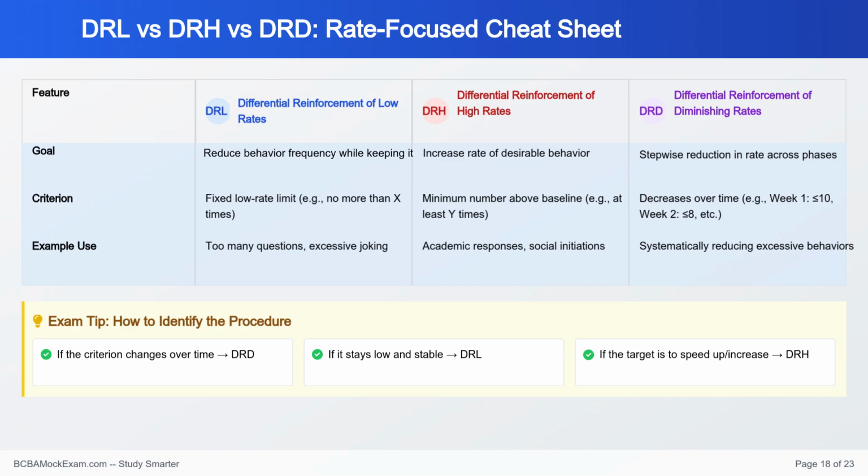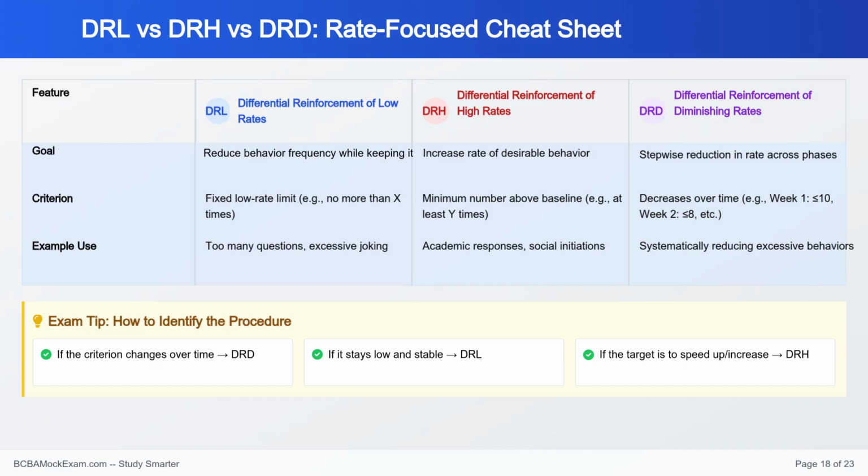DRD, differential reinforcement of diminishing rates, looks similar to DRL but includes progressive change over time. The criterion is not fixed. Week 1, no more than 10. Week 2, no more than 8, and so on. It's built for systematically reducing excessive behavior in planned phases.